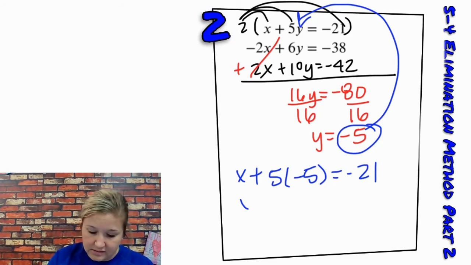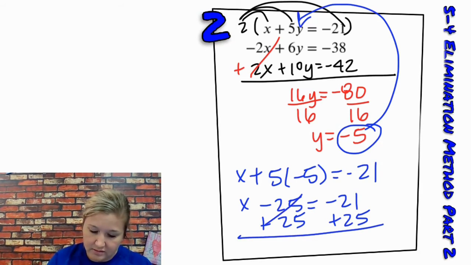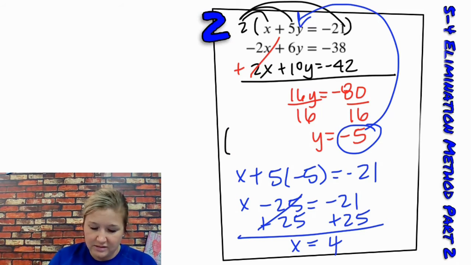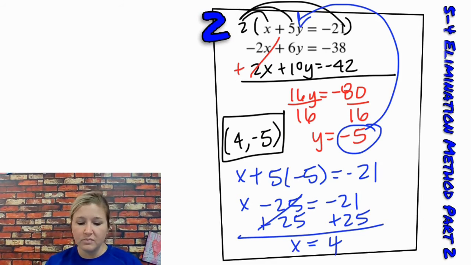And then x minus 25 is equal to negative 21. So add 25 to both sides. And so x is equal to 4. So then finally, writing this as an ordered pair, remember x comes first, even though we solved for that second. So we have 4, negative 5. That would be my solution, where those two lines meet.